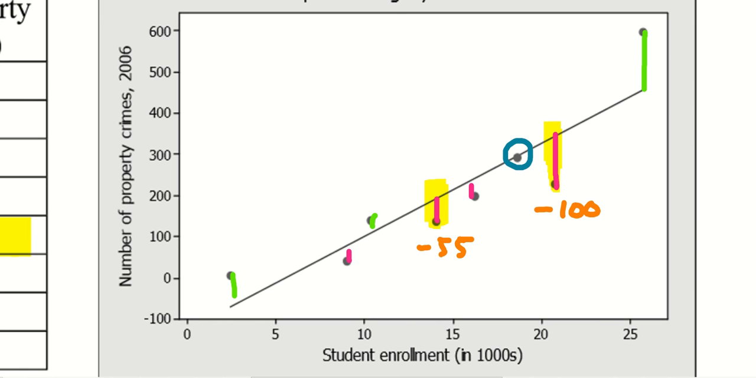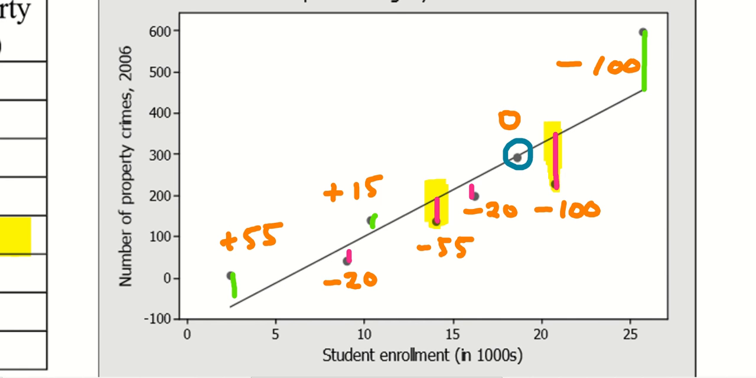It said no calculations necessary. This might be somewhere around -20. We don't have to be perfect. This is probably like, I don't know, 15 or 10 positive. And then this one's probably +55. This one's 0 because it looks like it's right on the line. And then maybe we should say this one's about 100, right?